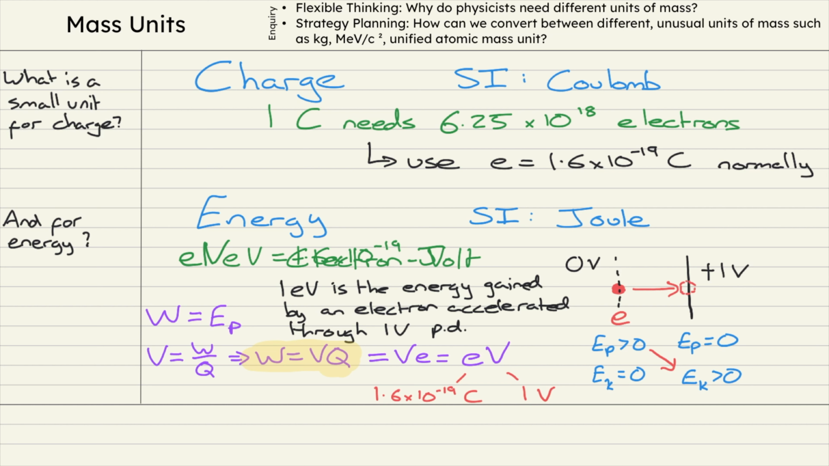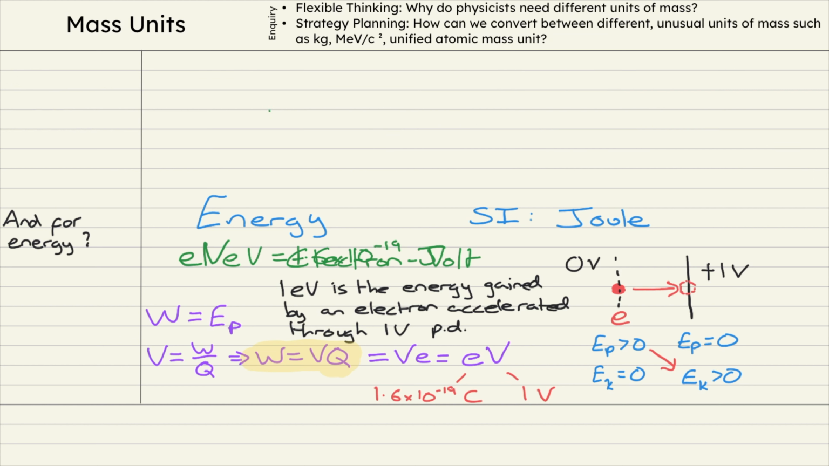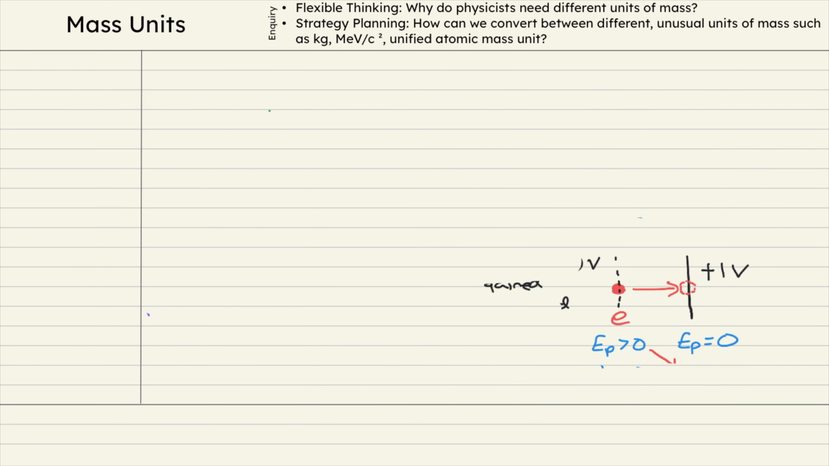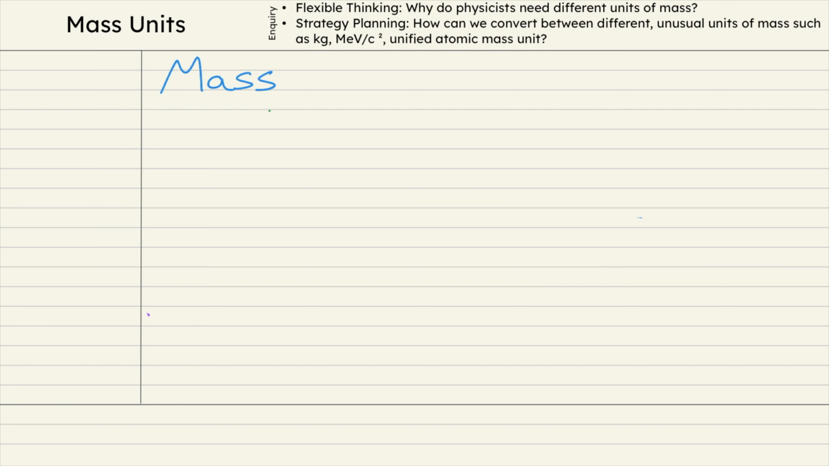Now back to mass, and here we're going to turn to that famous equation E equals mc squared. Which, if we rearrange it, means m equals E over c squared. Mass is energy over the speed of light squared. And in this, mass is in kilograms, E is in joules, and c squared is in meters squared per second squared. Let's change to electron volts.